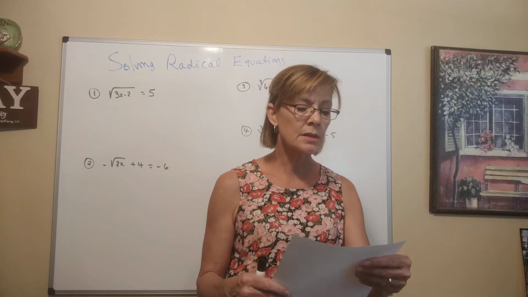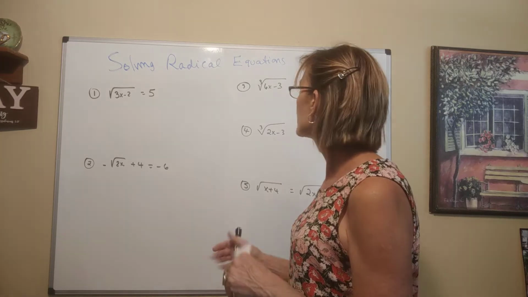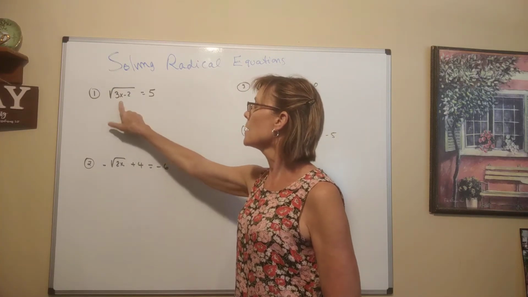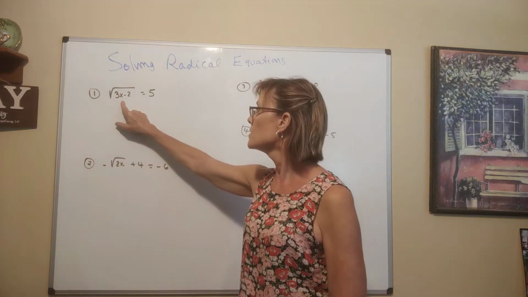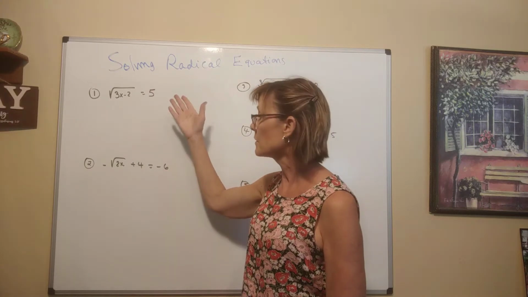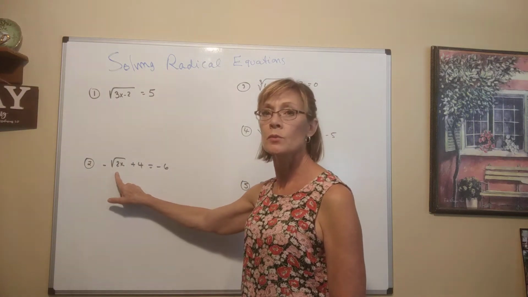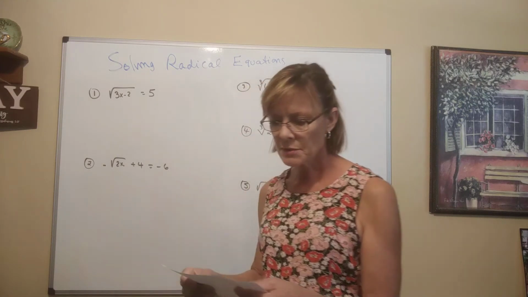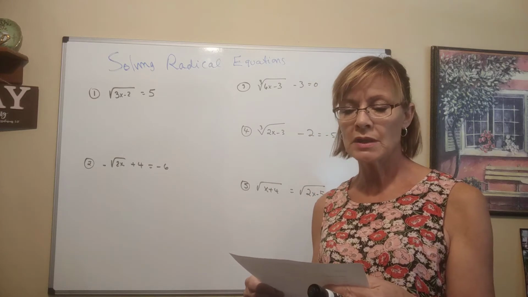Number 1, isolate the radical expression on one side of the equation. So for instance, right here, this is the radical expression and it is isolated on one side of the equation. It's by itself on one side of the equation, and 5, which is not a radical, is on the other. Here, the radical expression is the square root of 2x. We have to get it by itself before we begin. That's what that means.